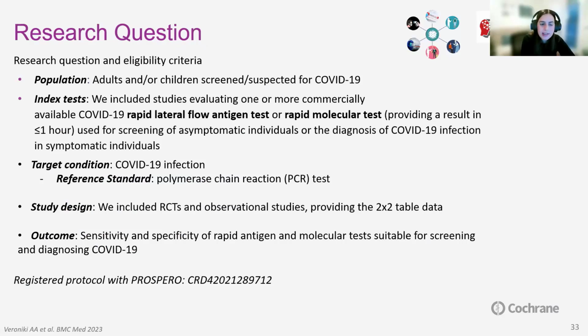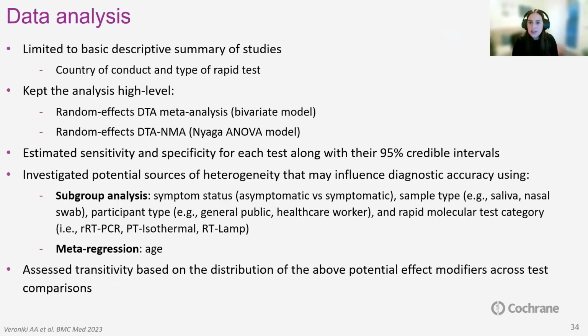In terms of study design, we included both RCTs and observational studies, which provided the 2x2 table data for each test against the reference standard. The outcome was sensitivity and specificity of both kinds of tests, and this was also registered in PROSPERO. As a next step, we performed data analysis, starting with a basic descriptive analysis, including some details about the country, the type of contact, and the type of the rapid test.